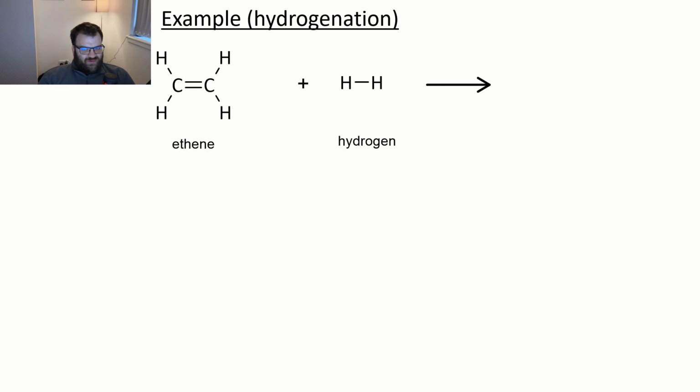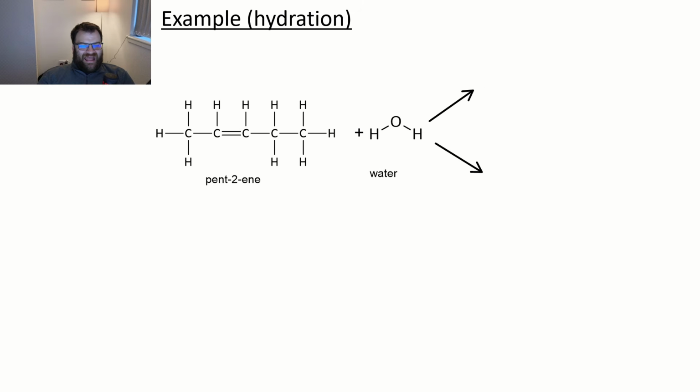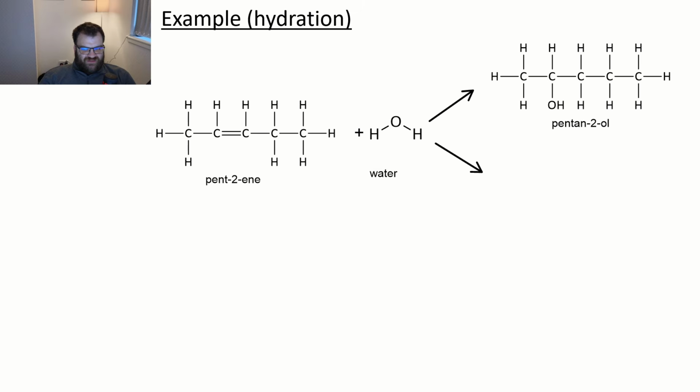In this one, we're going to do hydrogenation, where we're adding hydrogen. We want to break the carbon-to-carbon double bond and slot in the 2 hydrogens. That takes us from an alkene to an alkane. In a hydration reaction, we are adding water, and we are going to make an alcohol. So on the 2 positions, we're going to add an OH to one of them and an H to the other one.